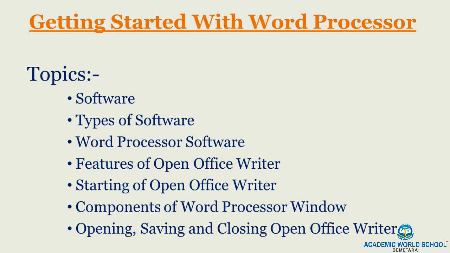So today I am going to deal with the chapter word processor. The topics we are going to cover in this chapter are: first, software; second, types of software; third, word processor software; fourth, features of OpenOffice Writer; next, starting of OpenOffice Writer; next, components of word processor window; and the last is opening, saving and closing of OpenOffice Writer. So let's start the video.